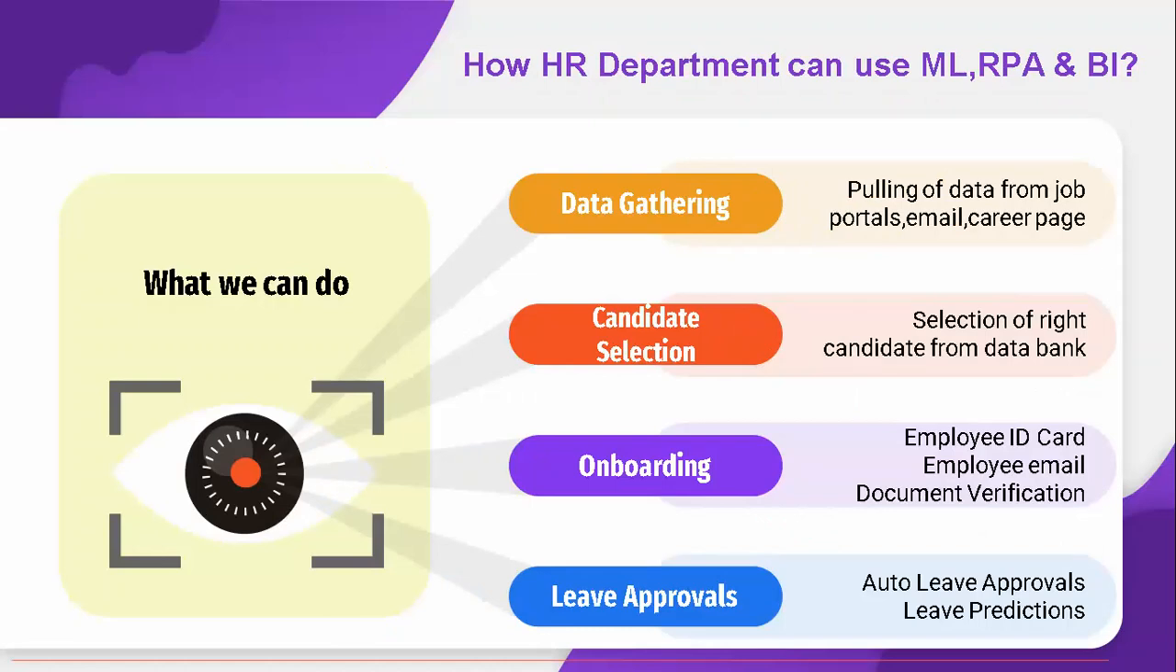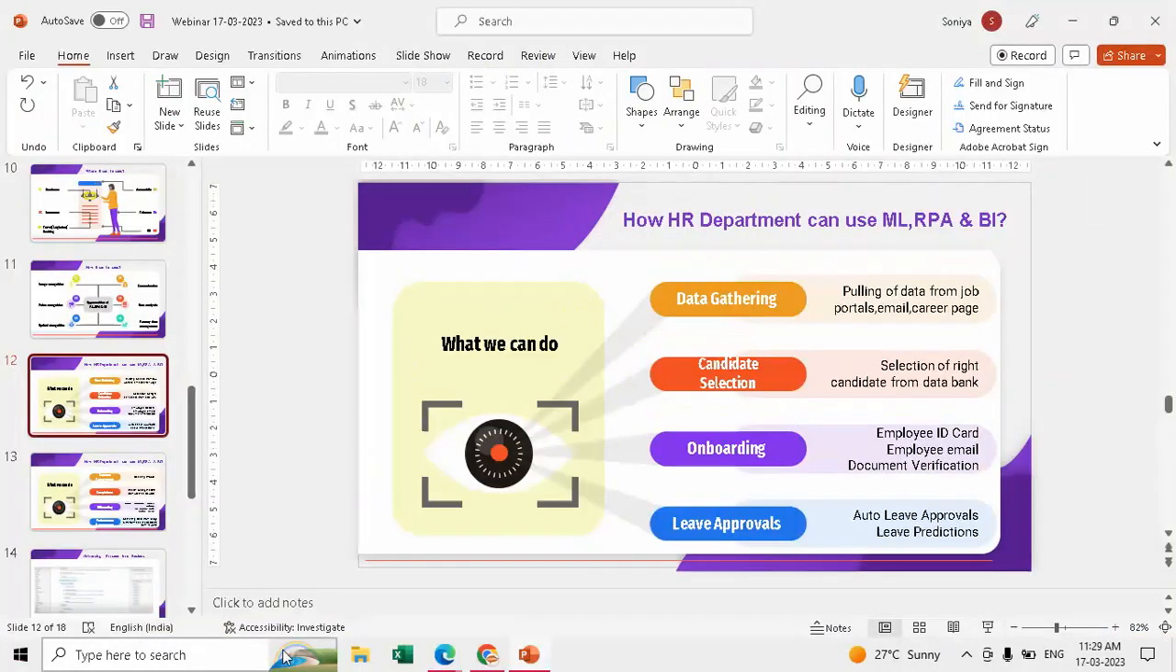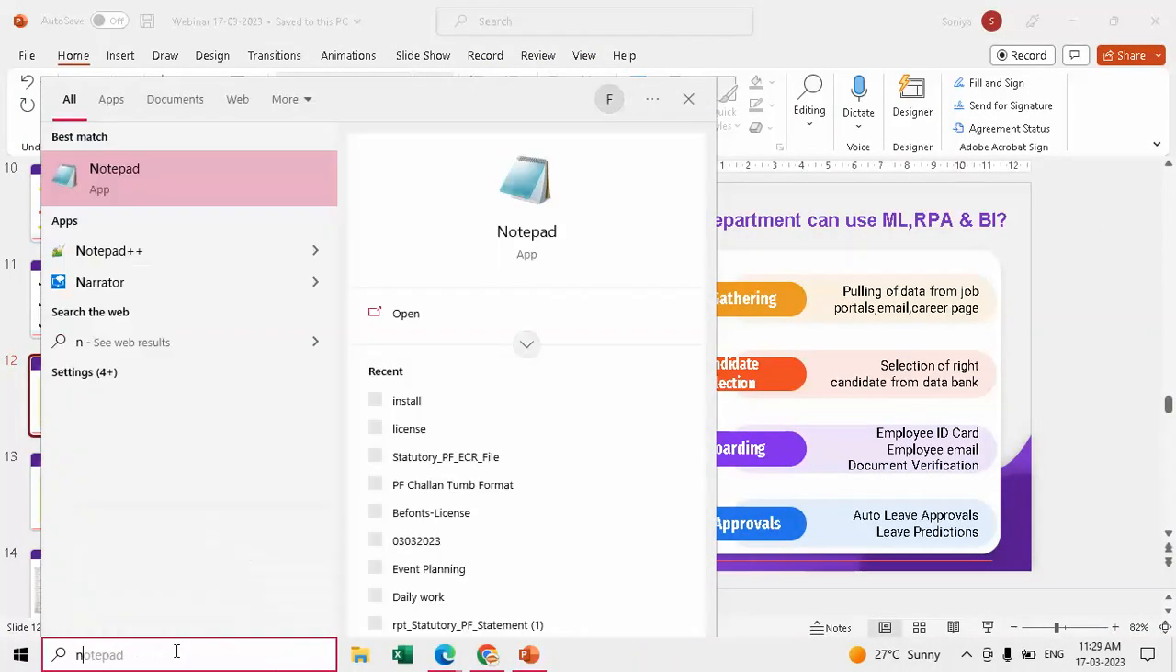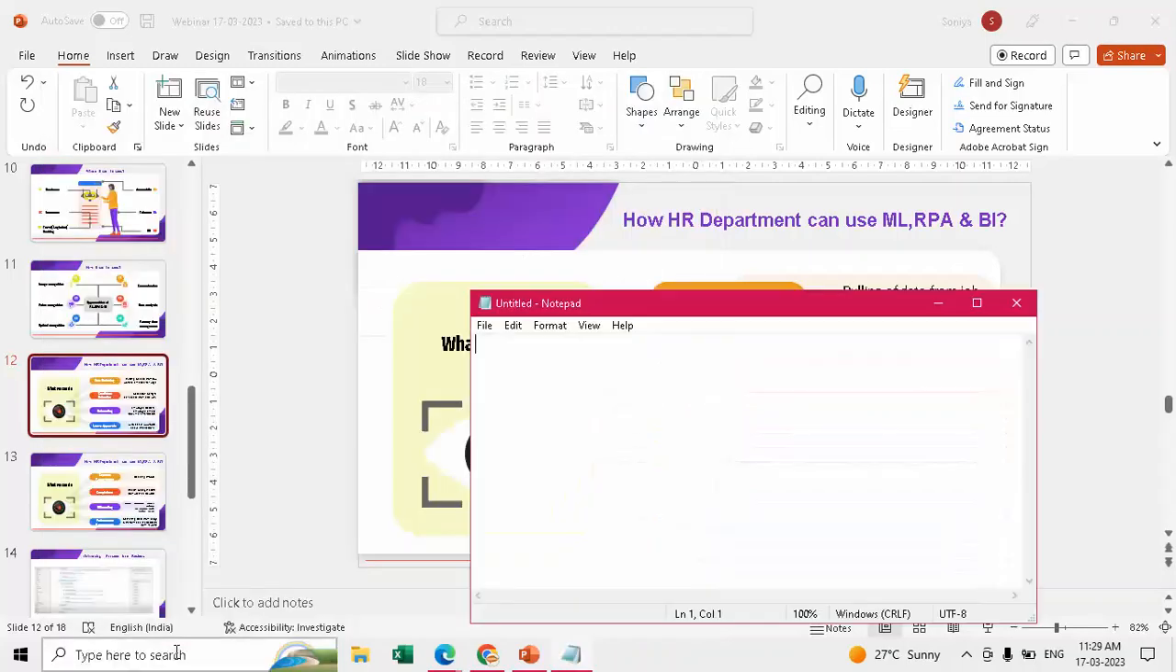Now I will go into very specific detail on how the HR department, the HR industry, can use machine learning, robotic process automation and business intelligence technology in their daily life. So what can we do? If I talk about the hire to retire cycle of the employee, at each and every step we are able to add these technologies. One by one I'll give you the scenarios and the use cases, like how you can use these technologies and benefit from them.